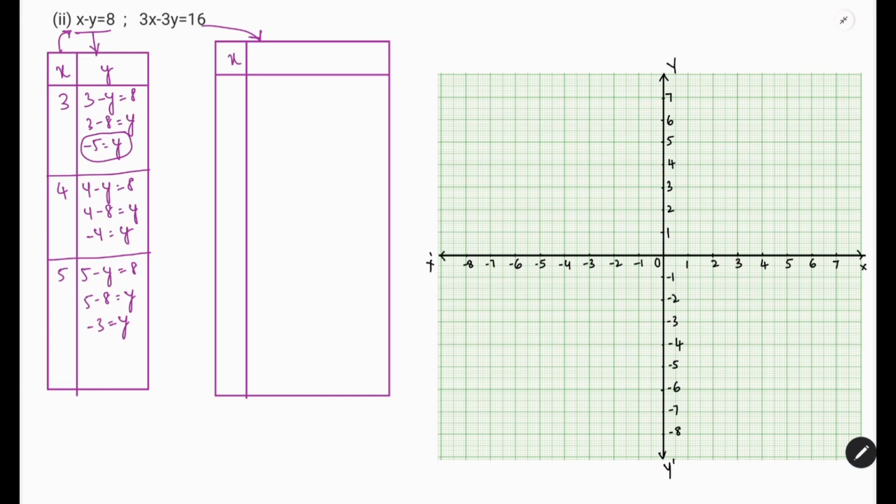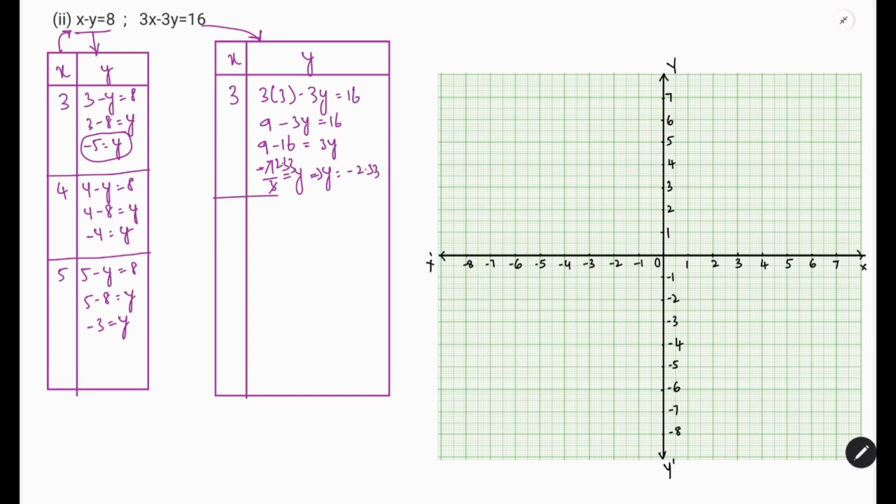Okay, now if x equal to 3, then 3 into 3 minus 3y equal to 16. So 9 minus 3y equal to 16. 9 minus 16 equal to 3y. 9 minus 16 is minus 7. Minus 7 by 3 equal to y. So here y equal to minus 2.33.